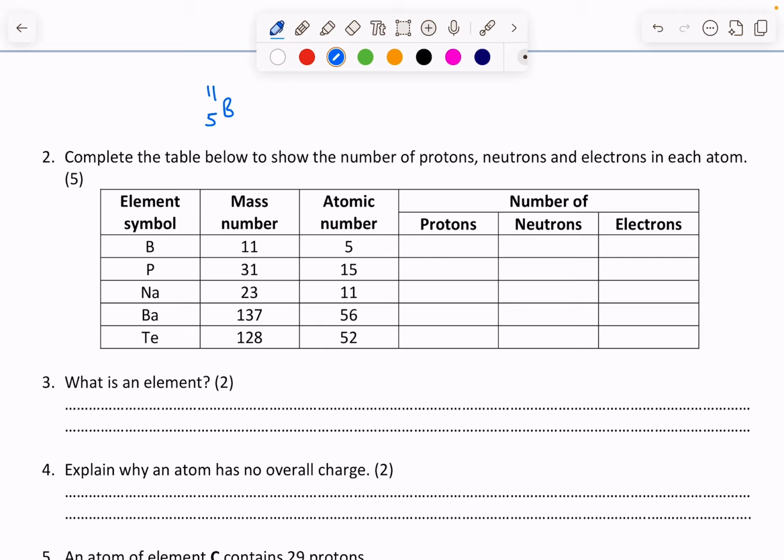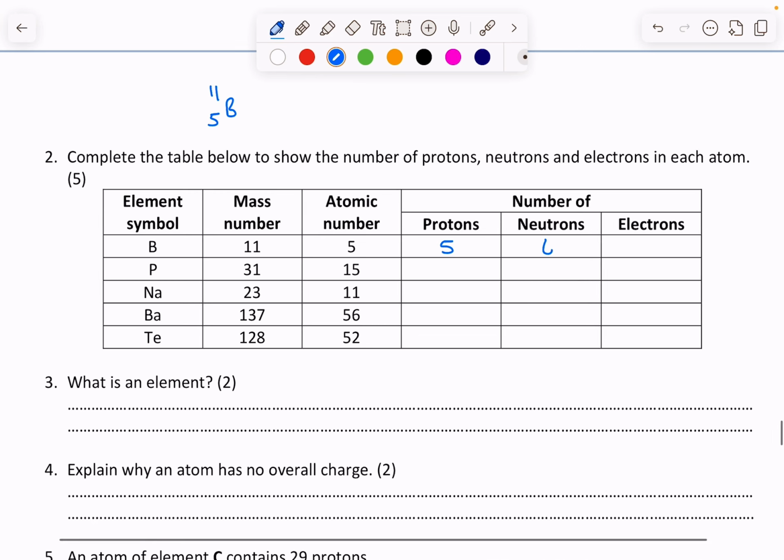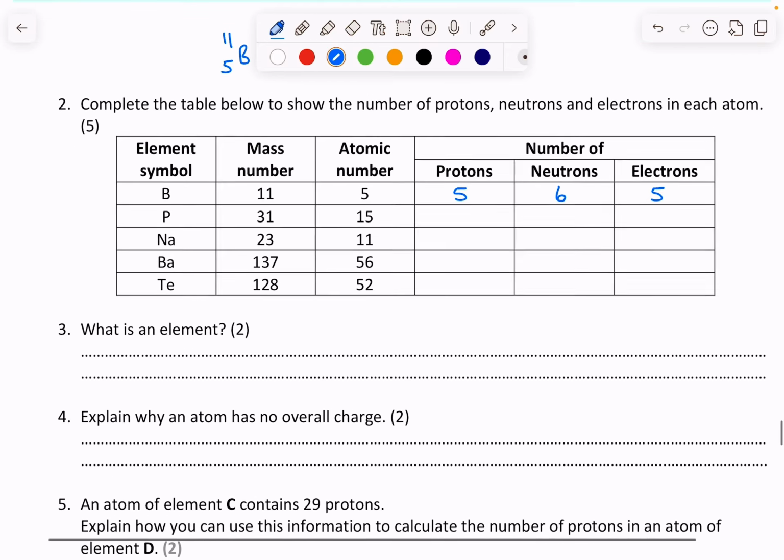So atomic number, that's this bottom number here, tells me the number of protons, so that's going to be 5, and then the difference between these two numbers is the number of neutrons. So we do 11 take away 5 is going to be 6, and remember atoms have to be neutral, so if I've got 5 positive protons, I must have 5 negative electrons. So use those same principles to answer the information for the other elements.